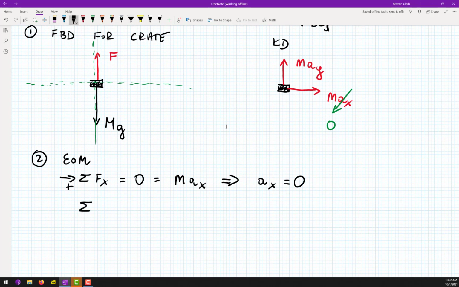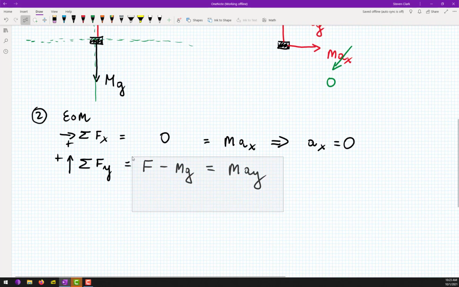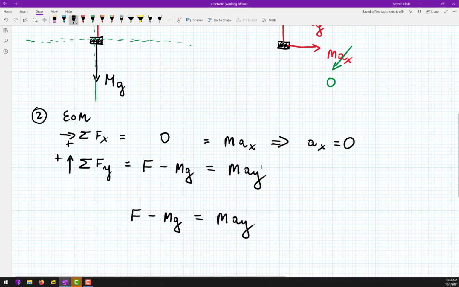Now the sum of forces in the Y direction, and I believe we decided to have this direction as positive. We have F minus mg, and this is equal to MAY. Great. I like to keep the equality sign aligned, one below another. So we have one equation, this equation.